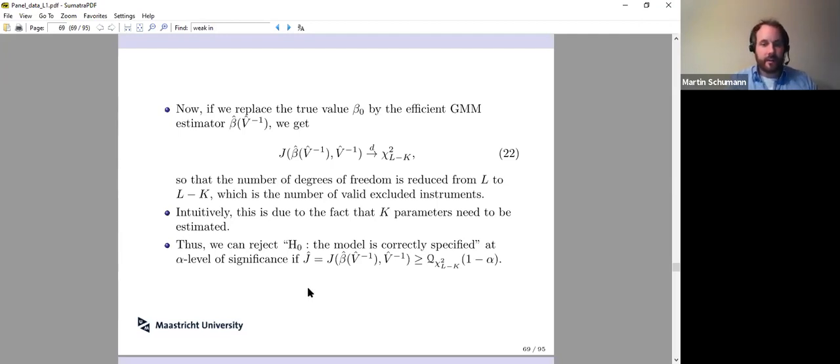Okay, so here's again the idea of the J-test. This is our null hypothesis: the model is correctly specified. And if you find that your J hat is too large relative to the 1 minus alpha quantile of this distribution here, then you will reject the null hypothesis and you know your GMM estimator is probably inconsistent.